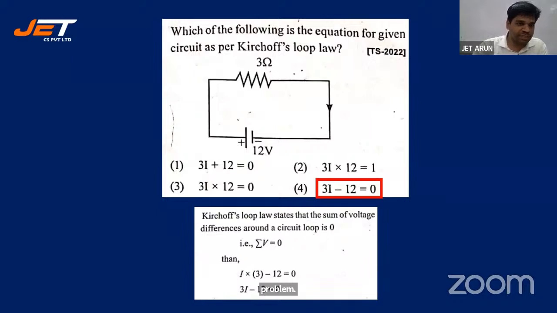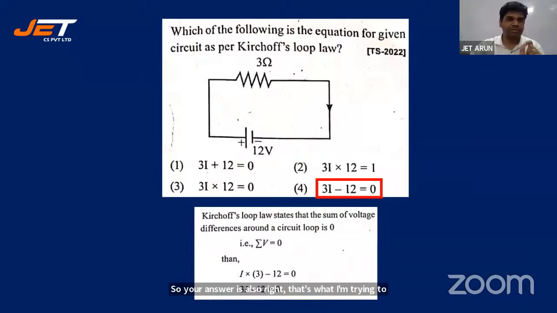Sarvesh, yours is also right. If you transpose this 12 to the right-hand side, you'll get 12 minus 3i equal to 0. So your answer is also right, Sarvesh. That's the point I'm trying to make. Convention will not change the answer. But my convention was opposite to yours. Sarvesh's convention was lower potential to higher potential as positive, whereas higher potential to lower potential is negative. That's why you got plus 12 minus 3i. But in my case, I've taken higher potential to lower potential as positive and lower potential to higher potential as negative. Convention could be anything.